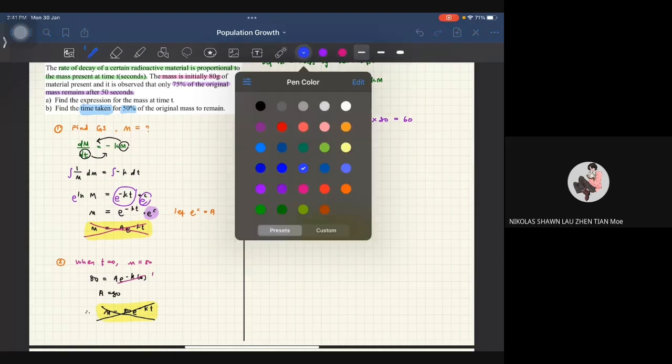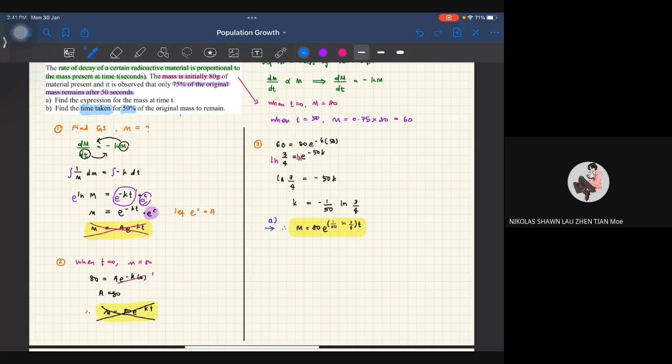Okay, so kalau kita tulis dalam bentuk matematik, so awak kena cari nilai T when mass is equals to 50%. So 50% of original, 50% times 80, you will get 40 lah. When M is equals to 40. This one. Awak kena cari yang ini. Okay, nanti settlekan dekat sini.